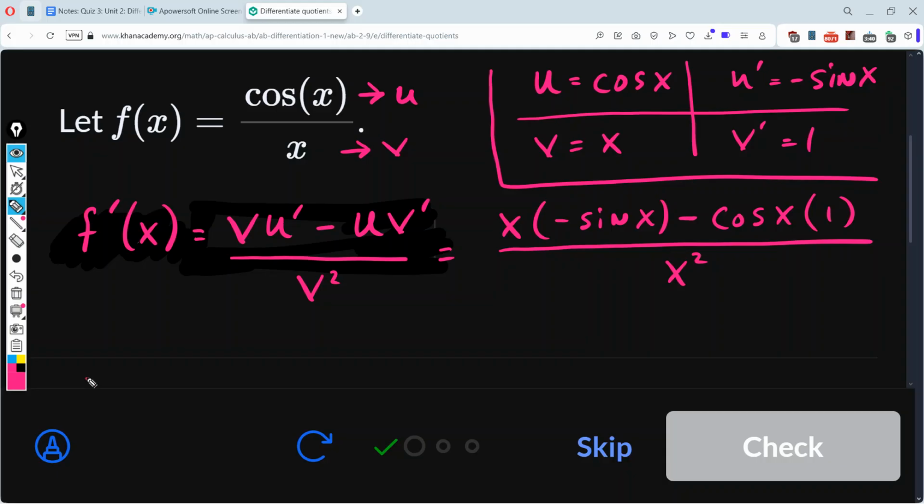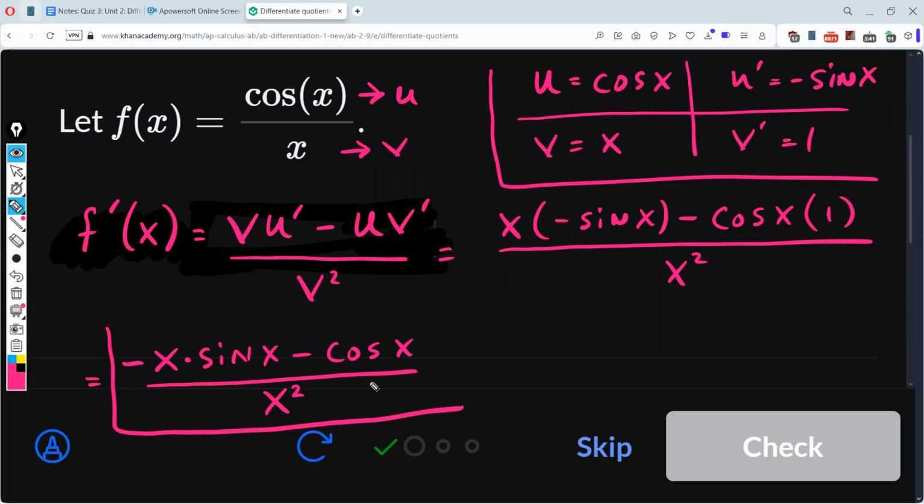All right, let's see. X times negative sine of x, not much we can do. It's just negative x sine of x. And this times 1 does nothing, so it's just minus cosine of x. And that's all over x squared. I can't think of much else you could do here, so I'm going to leave it like that. If it's not multiple choice, I'm almost positive they have to take it just like that. So if it's not multiple choice, we're good.